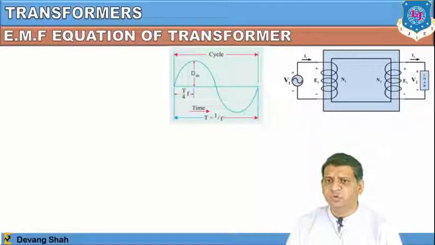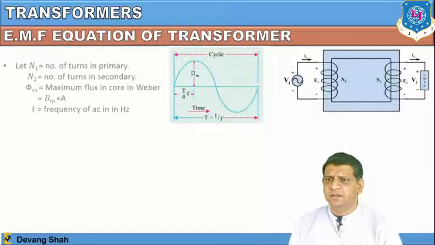I1 is flowing through the primary winding, so magnetic flux is produced. Because of this flux, an EMF, defined as E1, is induced in the primary winding, and the flux phi is also linked with the secondary winding, which induces EMF E2. In this session we are going to discuss the derivation of the induced EMF in the primary winding and the induced EMF in the secondary winding.